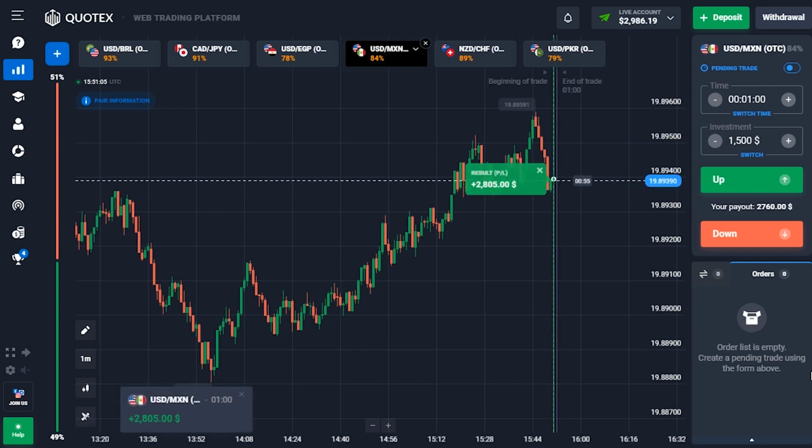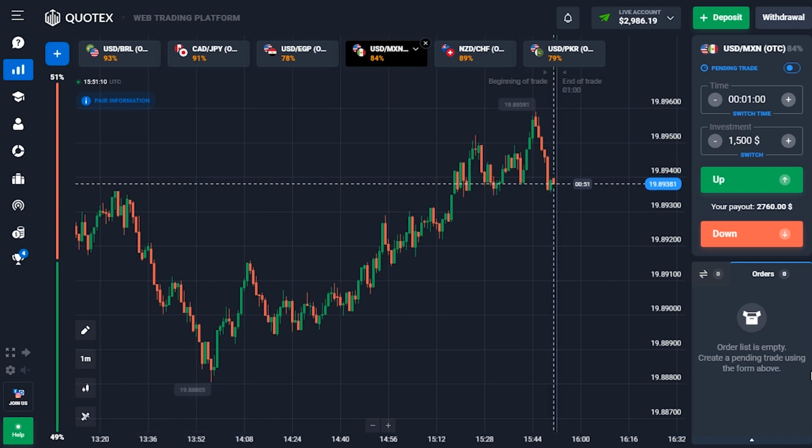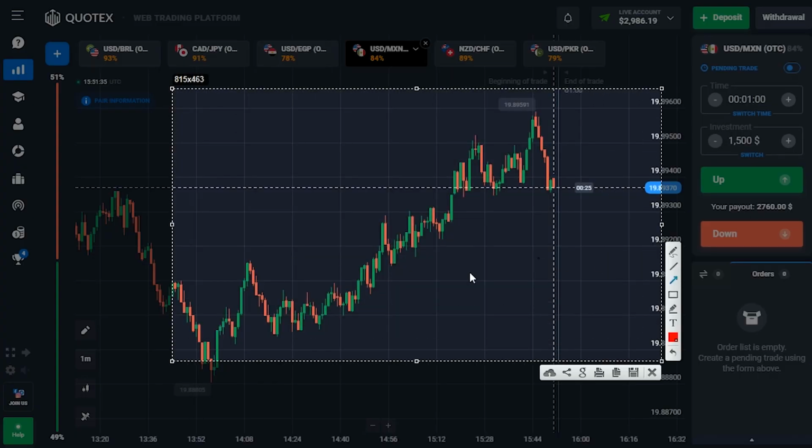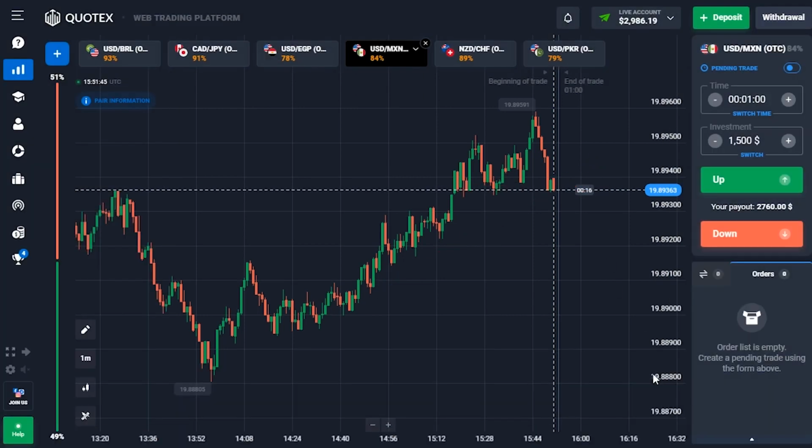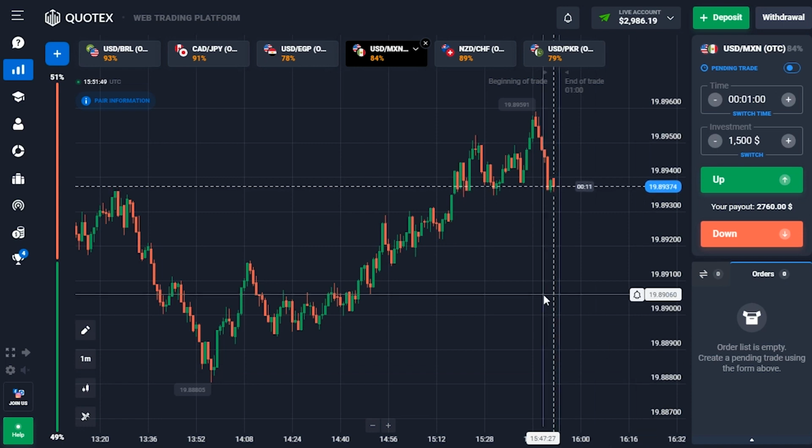Excellent result. I already have almost $3,000 in my balance. But my financial goal is much bigger, so I'll show you a few more situations. As you can see, today I don't use any indicators. I rely only on the knowledge of technical analysis. And here you can see an uptrend, but the price has reached the support level, so I think it will continue its upwards movement. Let's look at another situation and switch to another currency pair.